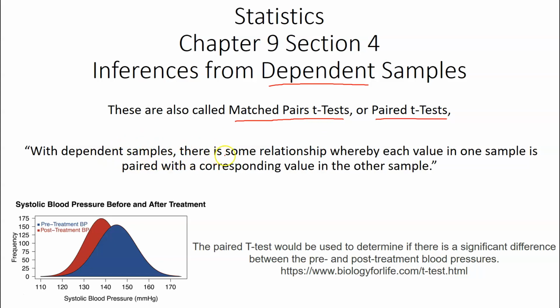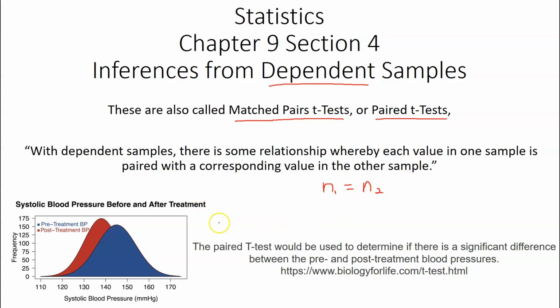With dependent samples, there's got to be some sort of relationship whereby each value in one sample is paired or corresponded with a value in the other, which tells you you're going to have the same sample sizes. Whatever the sample size is of the first one, it's got to have a corresponding sample in the second one, because we're going to be finding differences. Well, if there's nothing there, there's nothing to find the difference of. So they've got to have the same sample size, and hopefully that'll be a little more clear in just a second.